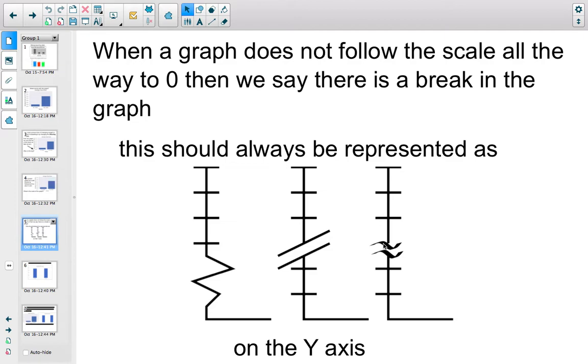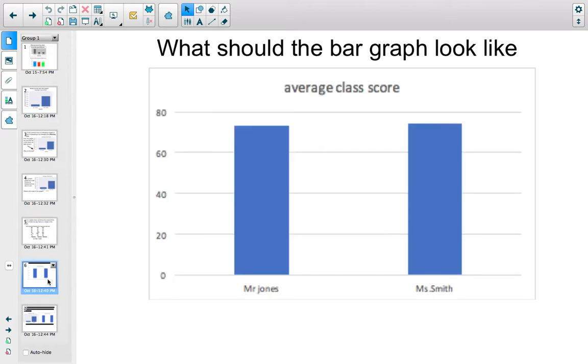So let's take a look at the graph the way it should be represented. As you can see, if we go up by 20s, Mr. Jones's class is pretty much equal to Mrs. Smith's class. The average score isn't that much of a difference, and so they're both doing relatively the same amount. Their classes are basically scoring roughly the same amount.